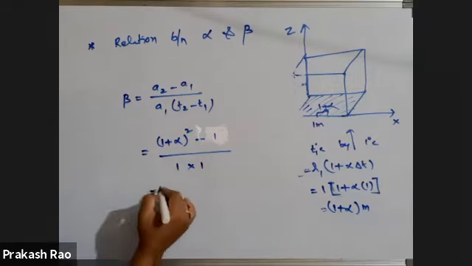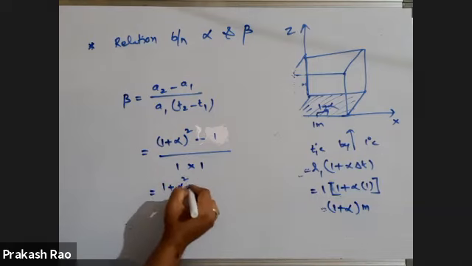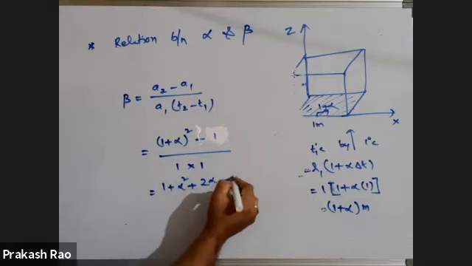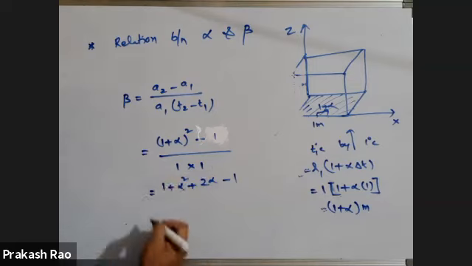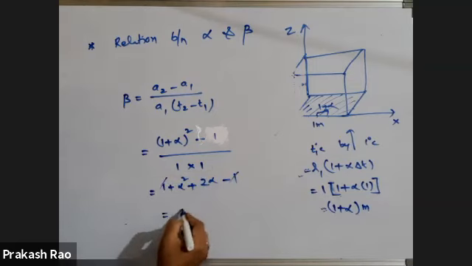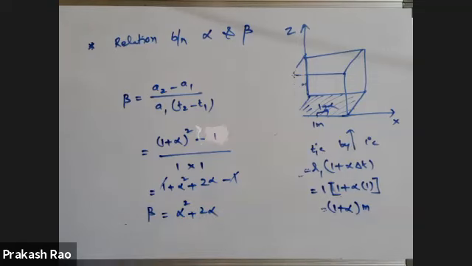This is (A plus B) whole square, A square plus B square plus 2AB. By 1 means 1 only. Plus 1 minus 1 is cancelled, so you are getting alpha square plus 2 alpha. You are getting beta is equal to alpha square plus 2 alpha.